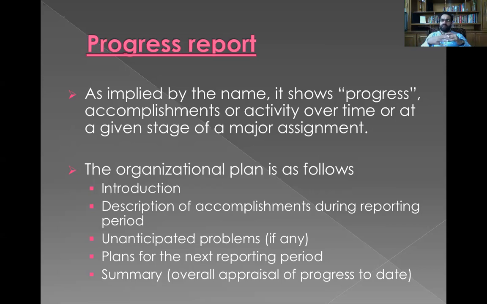It can be after 1 month, can be after 2 months, depending if it's just a 1 month case. So it can be every week as well. So that depends as well. Moving on, then summary, overall appraisal of progress to date. Okay, so that can be from the back to the present.